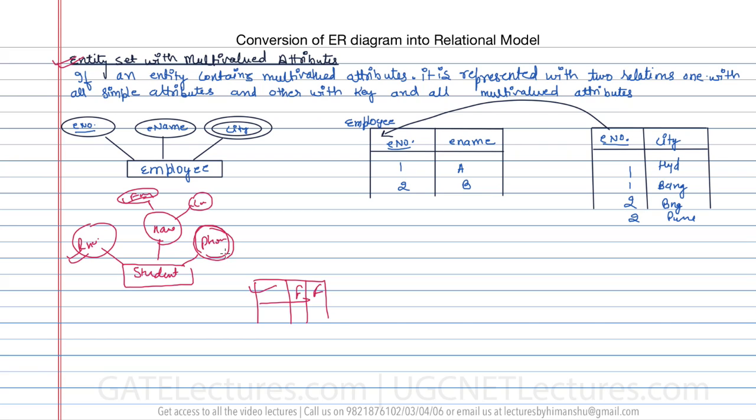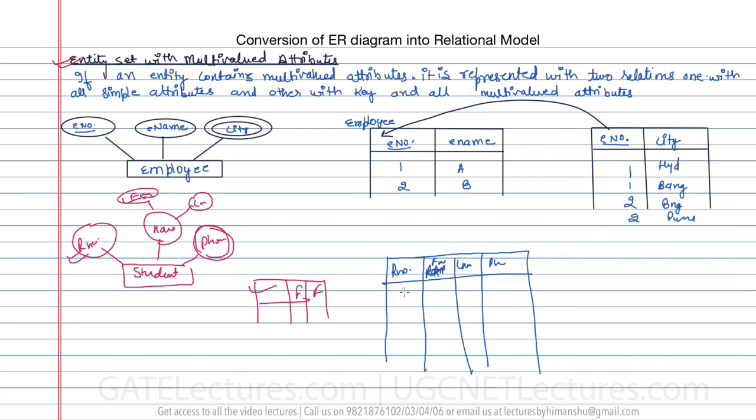And we don't include multiple values, because if we do, we are going to repeat a lot of values. For example, if I have a student Ram and Ram owns 3 phone numbers, what can happen? This is roll number, this is first name, this is last name and this is phone number.